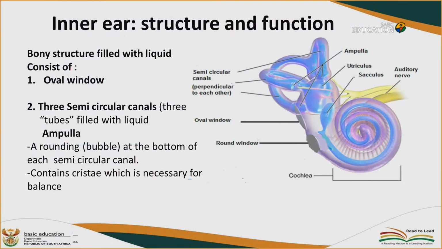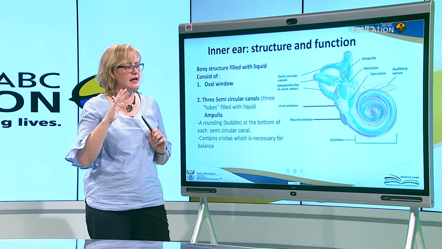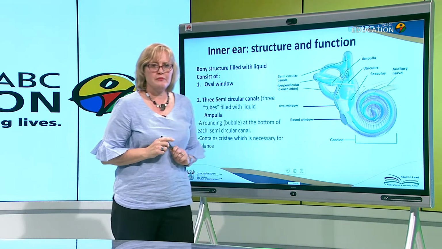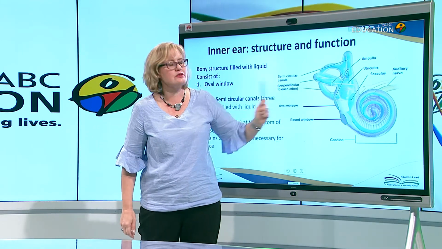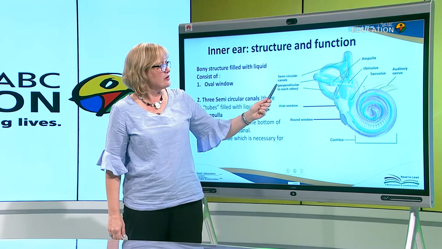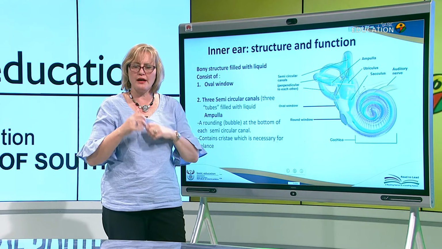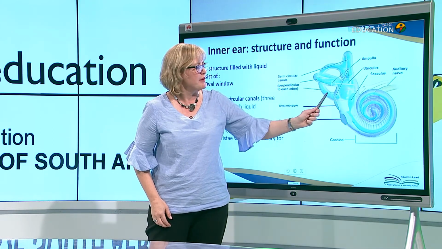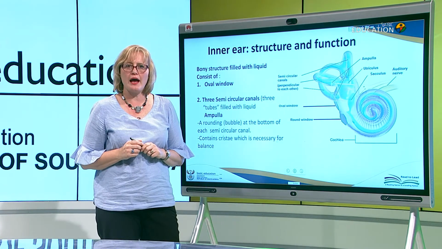Right, now the oval window is a membrane that has to vibrate. Okay, it was just like the tympanic membrane, it vibrates. It's carrying on vibrations into the liquid of the inner ear. Secondly, we have our semicircular canals. There's 3 of them, like I said, and they are arranged perpendicular to each other in different directions, right? And they've got little bubbles here at the bottom, and those little bubbles or bulbs at the bottom is called ampulla.